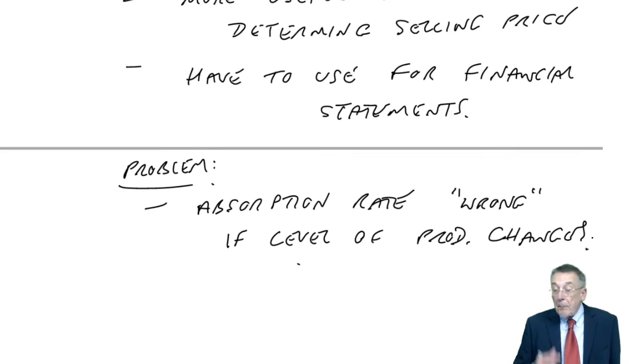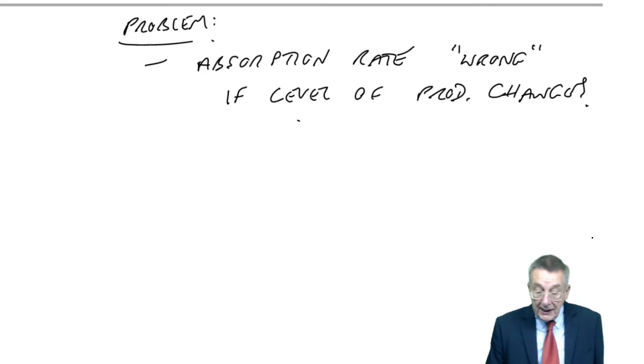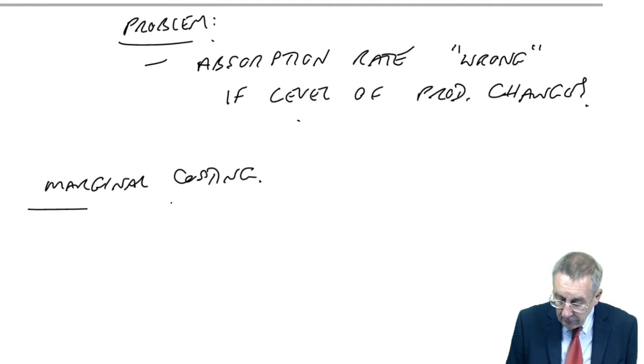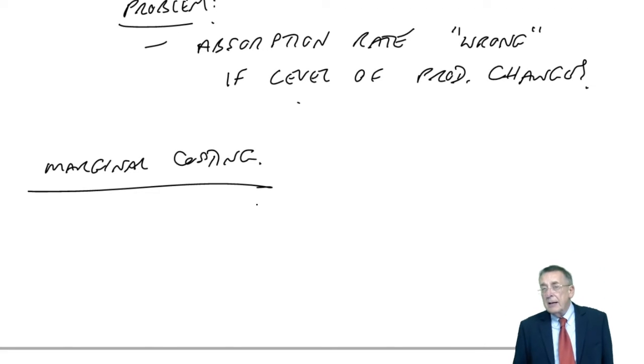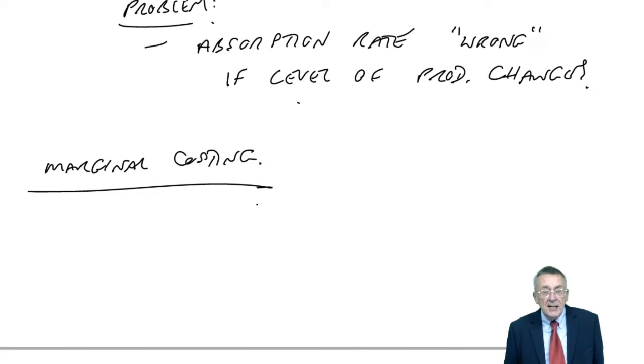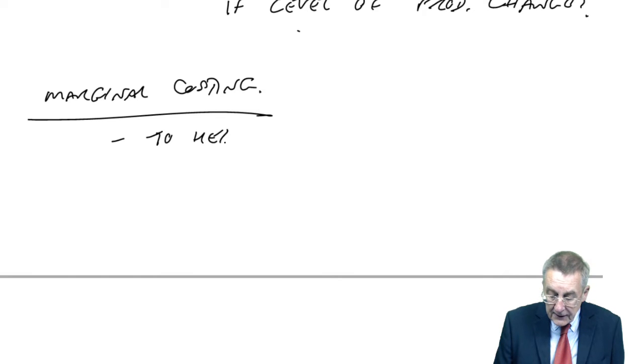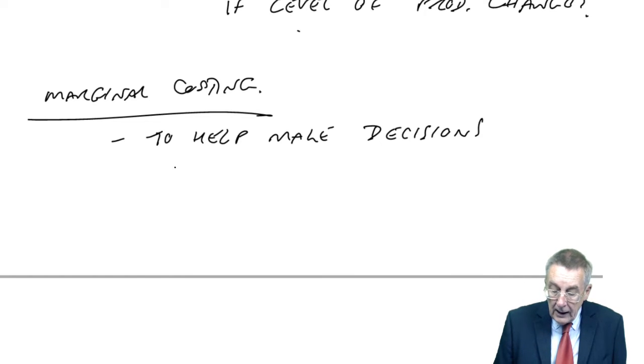So that's enough there. What about marginal costing? Well, the main time this is used is for making decisions. I'll explain, let me write it first since I've started. This is more useful to help make decisions when the level of activity will change.